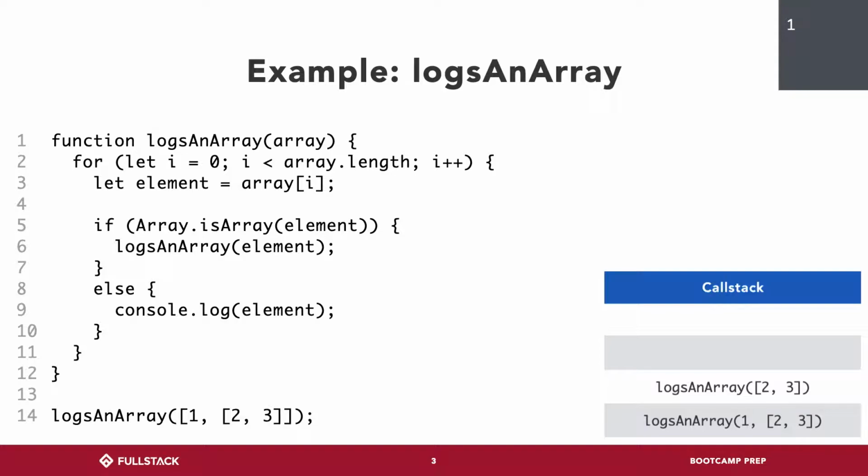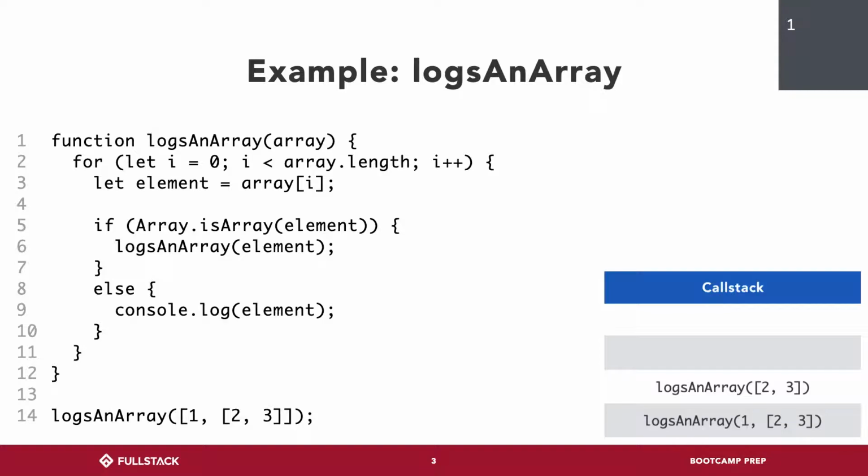Now we have logs an array. This should be removed from the call stack. Now we have logs an array of 2, 3, right? That goes onto the call stack. Because of that, we iterate the loop and we look at the next element. So now we have to call logs an array of 2, 3, right? Does this make sense? So now that goes onto the call stack.